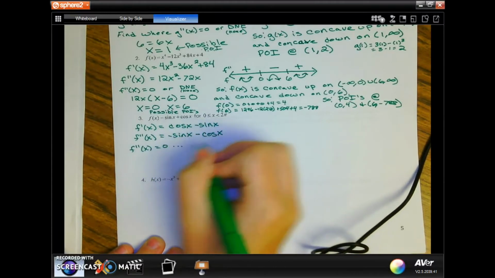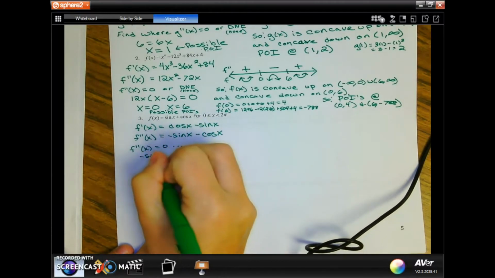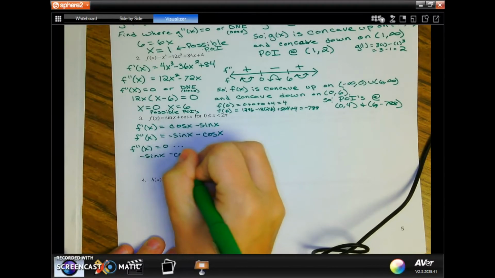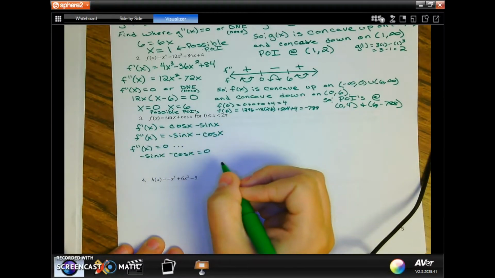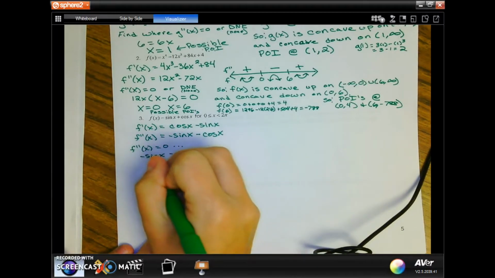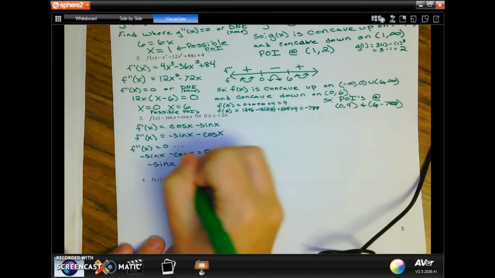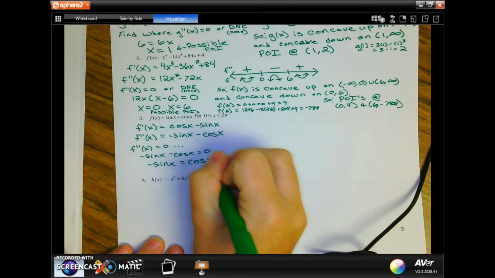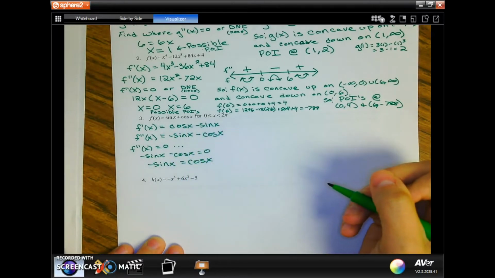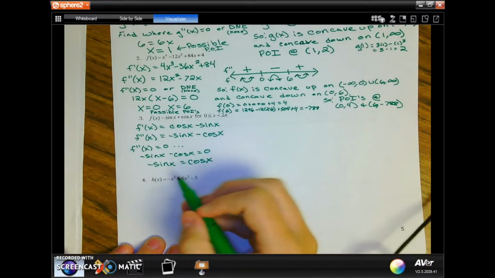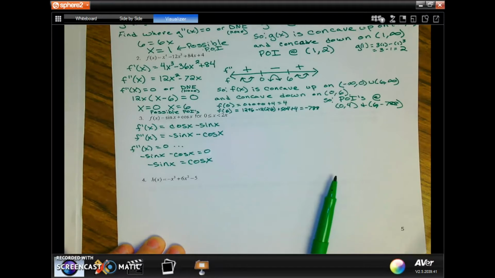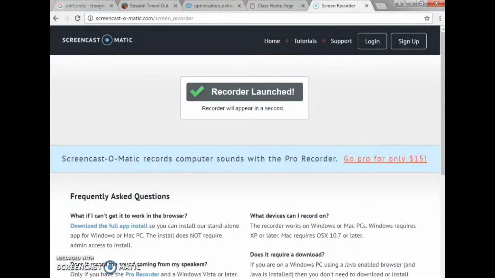So if I set this thing equal to 0, so negative sine x minus cos x, basically I can move one of those over. It doesn't really matter which one. So I'm just going to say that I conclude that negative sine x equals cosine of x. And you're like, well, I kind of get stuck there, right? Well, not exactly. Think of on your unit circle where sine x and cos x are the same, and then we'll just need to make sure that one of them is going to be negative.